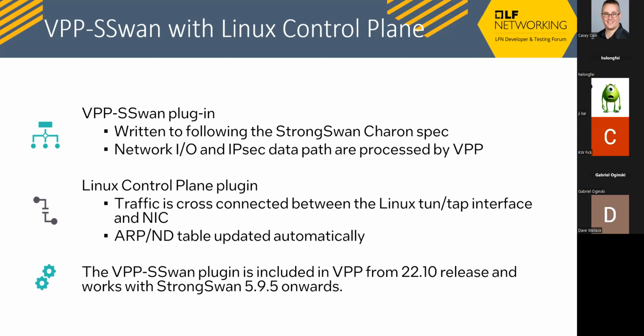It also ensures the packets with the corresponding IP addresses are routed between the network adapters and the tap interface with VPP. In addition, Linux CP makes sure it is the Linux kernel that owns the ARP or network neighbor tables, although the entries are all copied into VPP. The VPP StrongSwan plugin is included in VPP from the 20.10 release and works with StrongSwan 5.9.5 onwards.